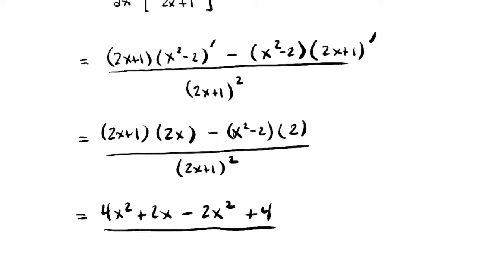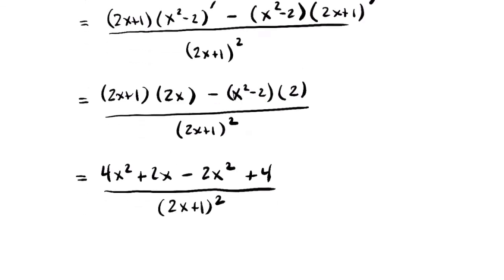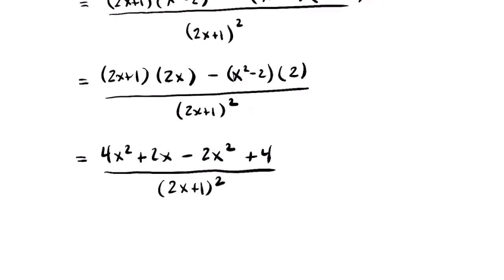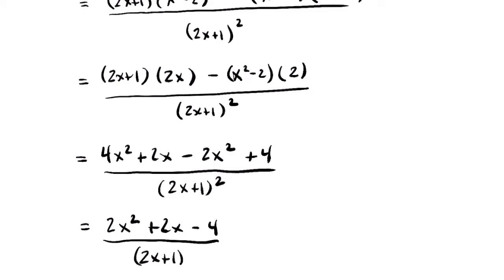You can organize this algebra in different ways. It's okay. And now just combining some like terms, 4x squared minus 2x squared simplifies to 2x squared. I've got a 2x, a minus 4. And other than factoring a 2 out of that numerator, I don't really see any way to simplify that further. So we'll be content with that.